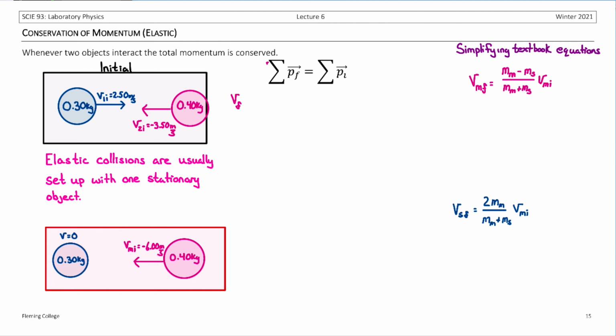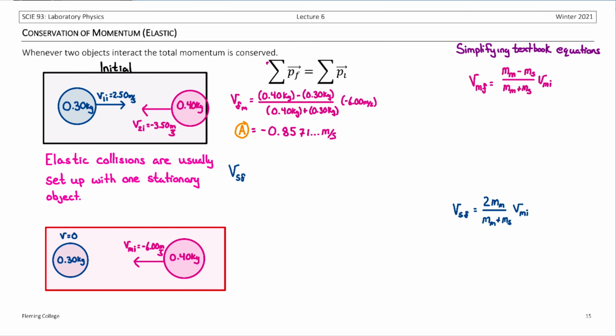So in this case, the moving object is the pink one. So if we want to solve for the pink object's velocity, that means we would substitute the values 0.40 kilograms, subtract 0.30 kilograms, dividing by the sum of those two values, and multiplying by that initial velocity. And we get a final velocity equal to negative 0.8571, and more digits, meters per second.